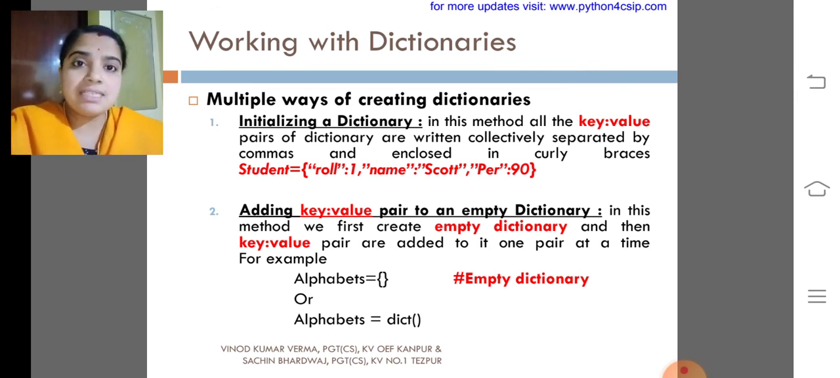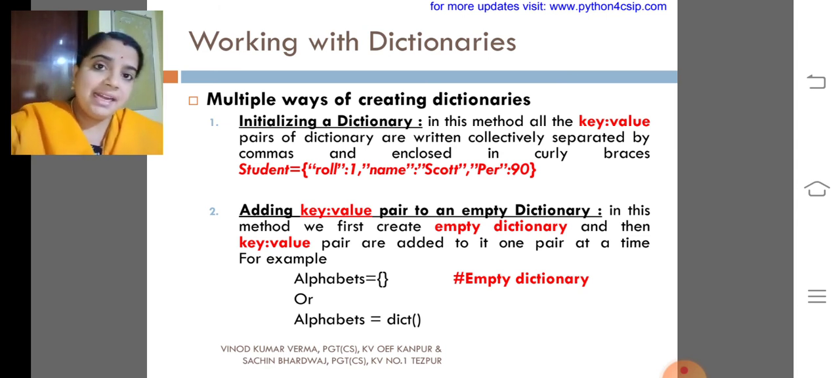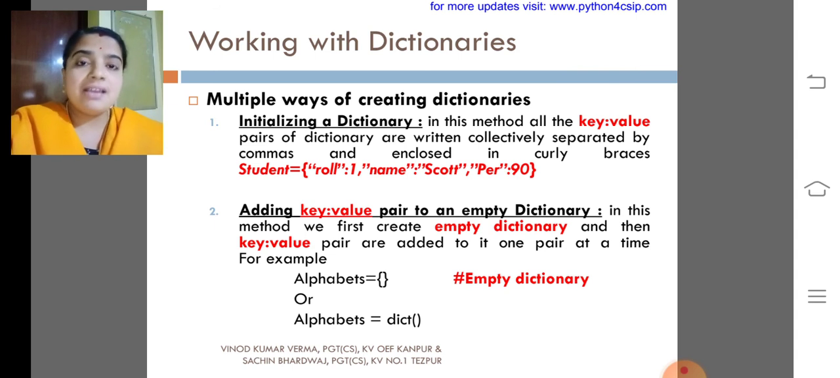Then alphabet is equal to dict function. Here I used dict. As we studied in list, we have the list function. In tuple, we have tuple. For string, we have str. Like that, for dictionaries also we have the dict function to create a dictionary or to convert anything into a dictionary.